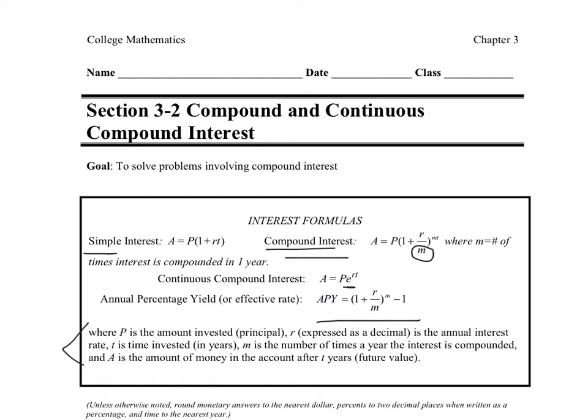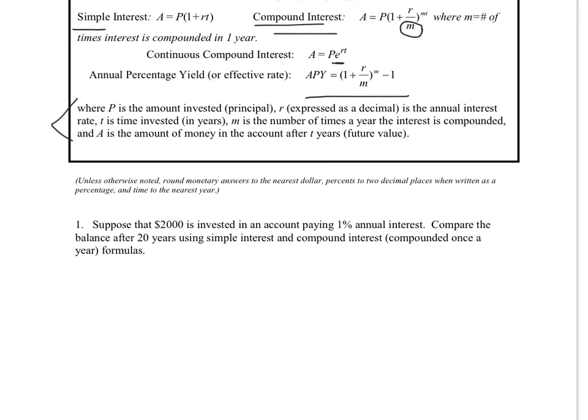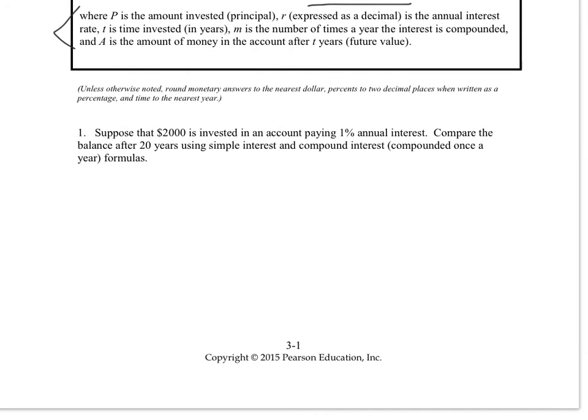So let's go through our notes, so you will be able to do your homework. And notice it says, unless otherwise noted, round monetary answers. Anything that's asking you to find money, round to the nearest dollar. Round your percents to 2 decimal places when you write it as a percentage, and round your time to the nearest year. So we want to take $2,000.